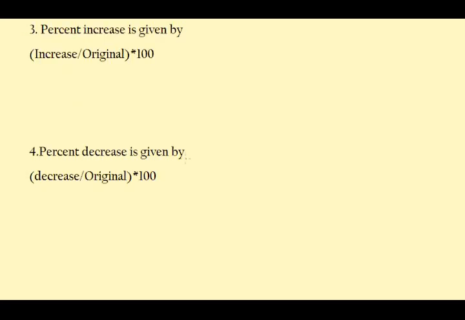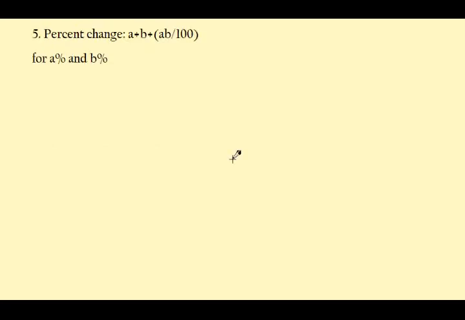So this was an important proof where percent increase is given by increase upon original into 100 and percent decrease is given by decrease upon original into 100. Further we would be finding some sums related to this proof. At that time you would need these proofs. This is an important proof which will save a lot of your time on the GRE day.